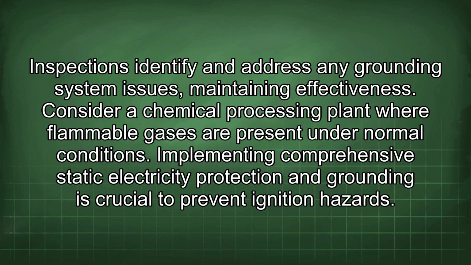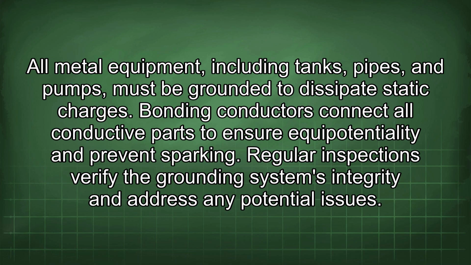Consider a chemical processing plant where flammable gases are present under normal conditions. Implementing comprehensive static electricity protection and grounding is crucial to prevent ignition hazards. All metal equipment, including tanks, pipes, and pumps, must be grounded to dissipate static charges. Bonding conductors connect all conductive parts to ensure equipotentiality and prevent sparking. Regular inspections verify the grounding system's integrity and address any potential issues.